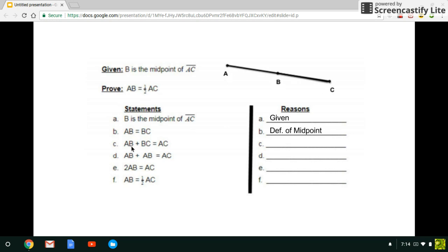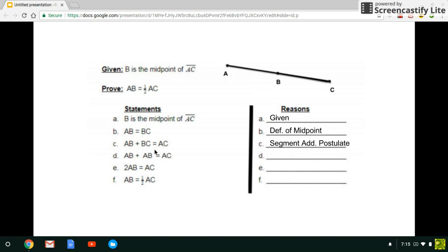Looking at our next step, we have AB plus BC equals AC. That looks a whole lot like segment addition, so let's double check to make sure. We have AB plus BC equals AC. Yes, it is segment addition. So our reason for part C is the segment addition postulate.